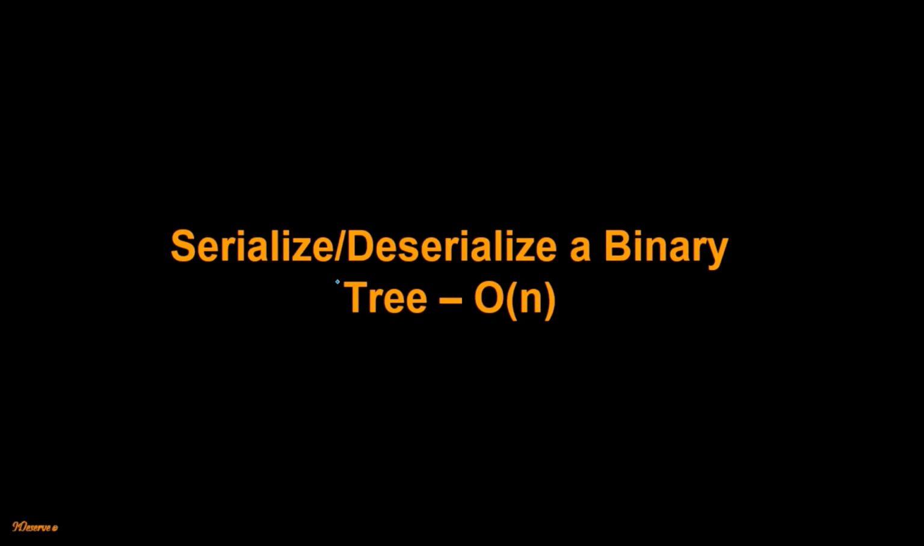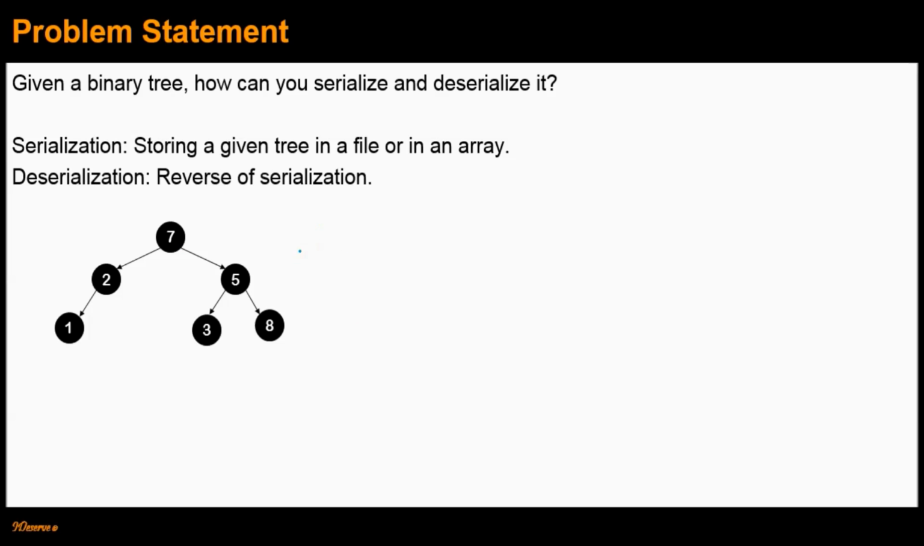Hello friends, today let's look at the algorithm of serializing and deserializing a binary tree. This algorithm runs in order of n time. So the problem statement is, we are given a binary tree and we are supposed to serialize it first and then deserialize it. In serialization, we store the given tree in a file or in an array, and in deserialization, the input is a file or an array and we need to recover the original binary tree.